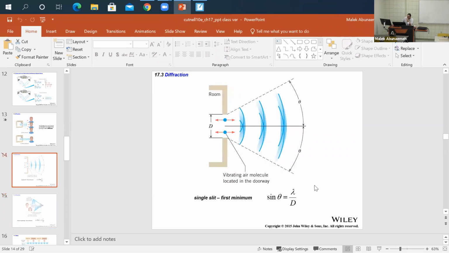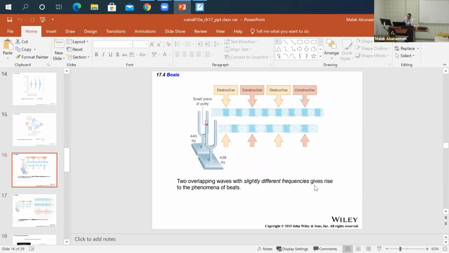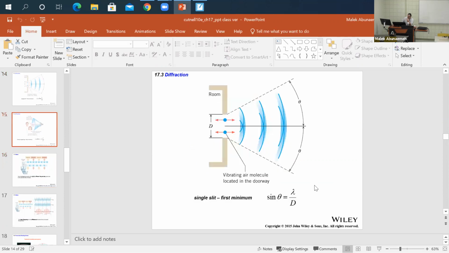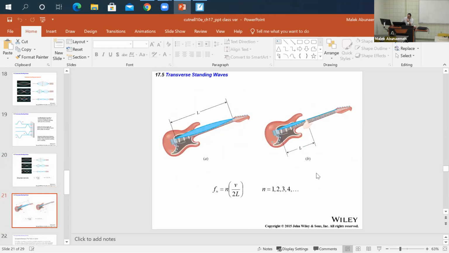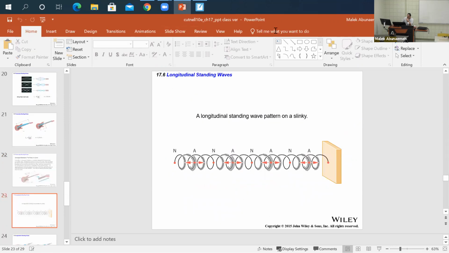We talked a little bit about diffraction in beats, but we're going to be talking more about diffraction in the next chapter in detail. That would end chapter 17 for this one.